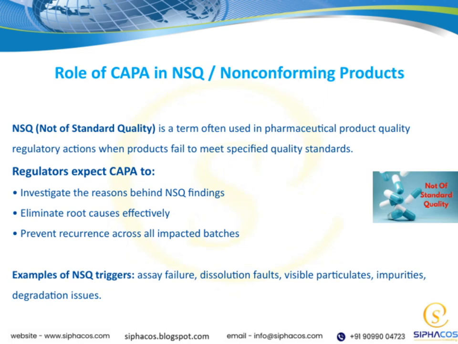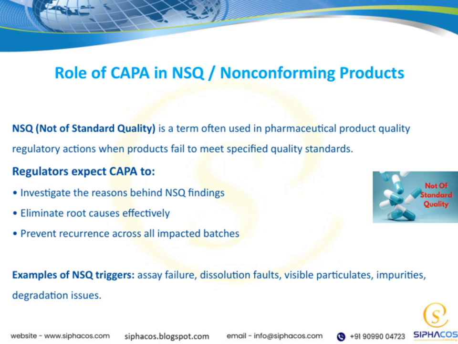Let's take a closer look at the role of CAPA in managing NSQ, or non-conforming products. When we talk about NSQ, we're referring to situations where a pharmaceutical product doesn't meet the established quality standards. This is a critical concern because it directly impacts patient safety and regulatory compliance. Regulators expect us to use CAPA, corrective and preventive actions, as a key tool to address these issues. Essentially, CAPA helps us investigate why the product failed, identify the root causes, and then take effective steps to eliminate those causes. The goal is not just to fix the immediate problem, but to prevent it from happening again across all affected batches.